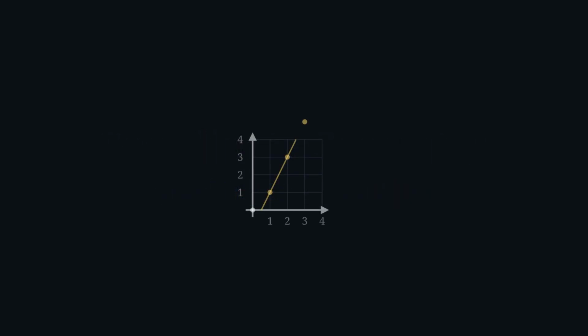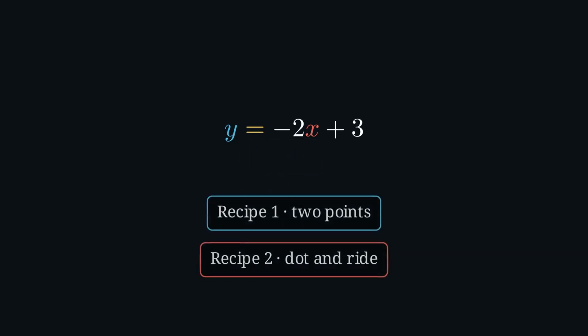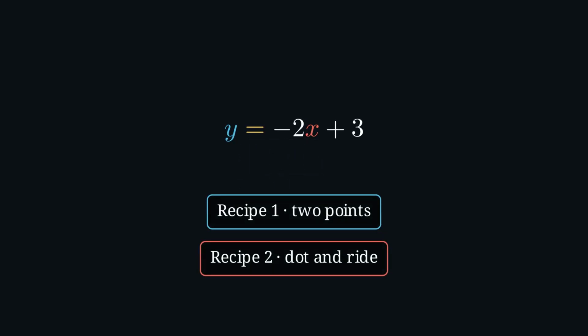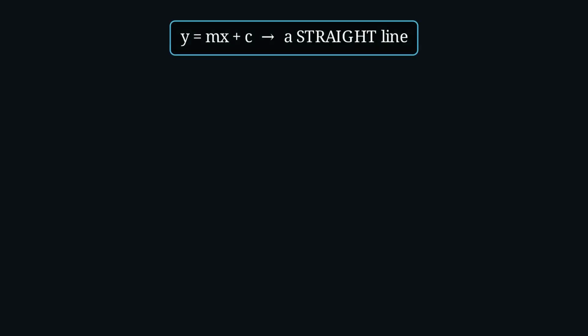Remember the equation machine? Its points lined up, by surprise. Today, an equation walks in alone, y equals minus 2x plus 3, and wants its picture. No surprise this time, we draw on purpose. Two recipes on the menu. First, remember the machine episode.